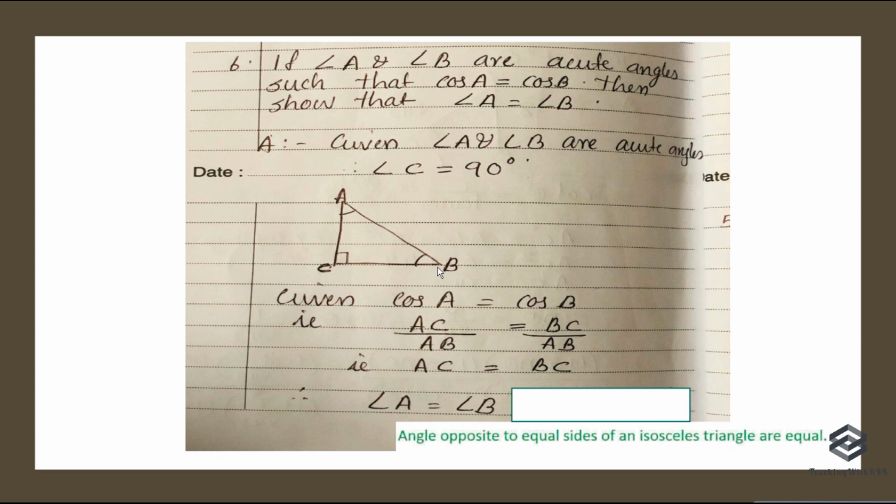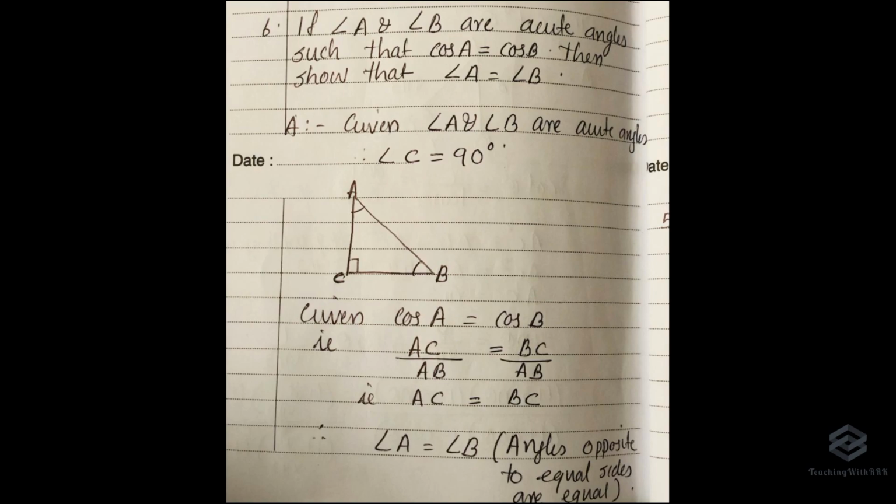That is, angle opposite to this side AC. Angle opposite to AC is B. That is equal to angle opposite to BC. That is A. Are equal. So it is proved. Angle A equal to angle B.